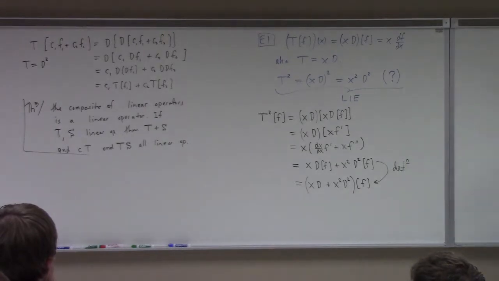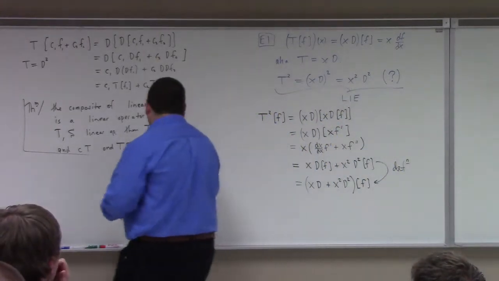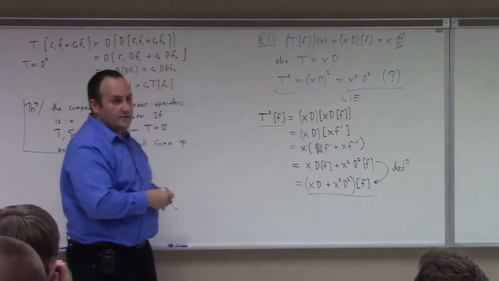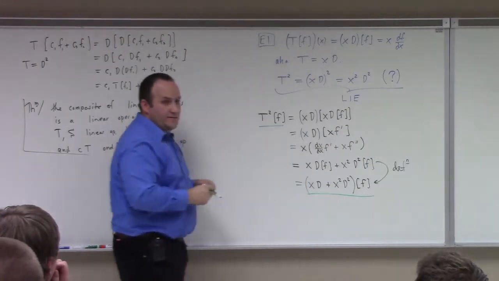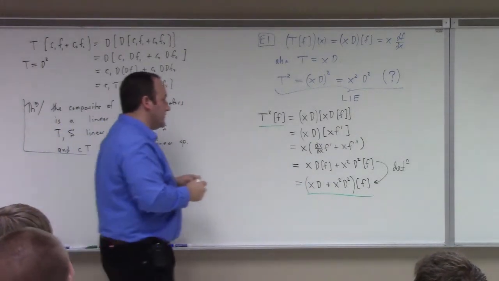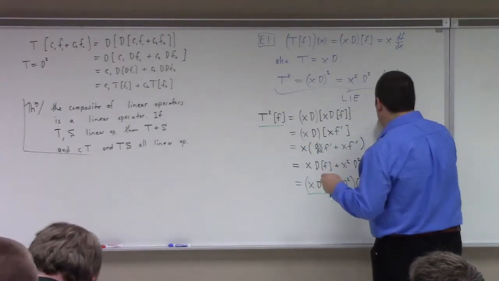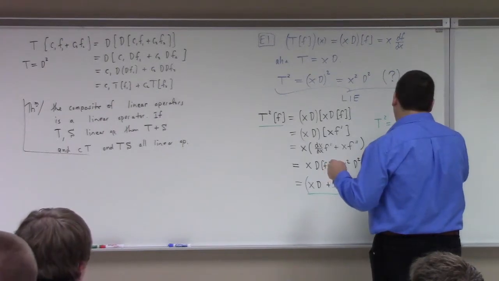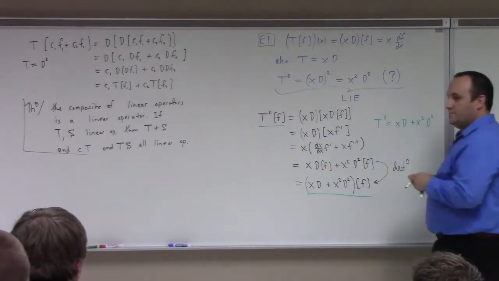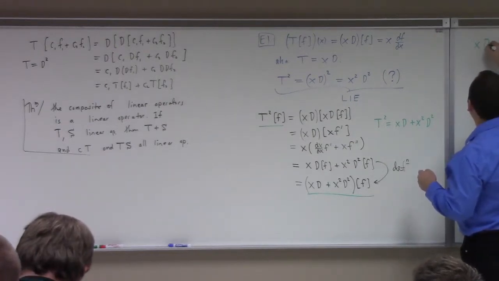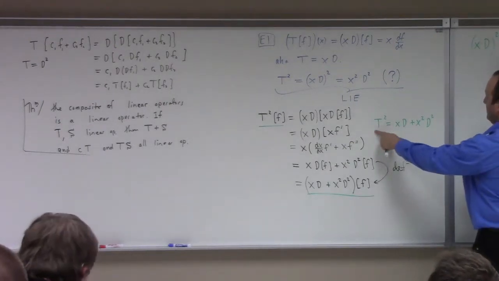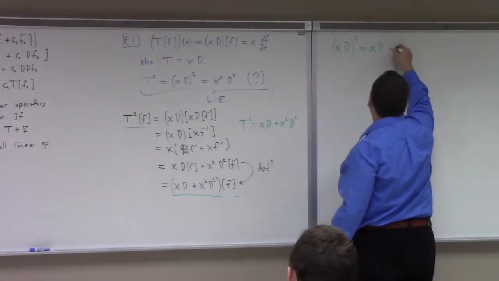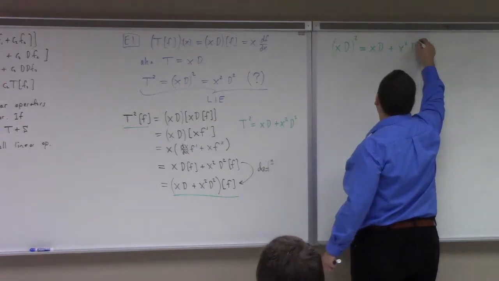Now, you notice that this equality holds for what f? It was an arbitrary function, right? So when an operator equation holds for an arbitrary function, that gives us equality of operators. And so what this shows us is, in fact, that t squared is equal to x times d plus x squared d squared. Or in other words, (xd) squared, which is t squared, is equal to xd plus x squared d squared. Excuse me.